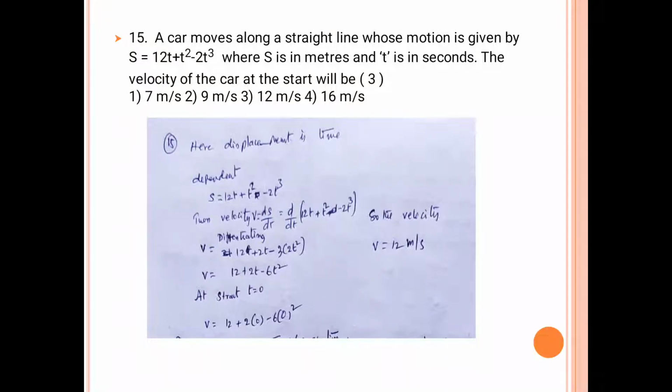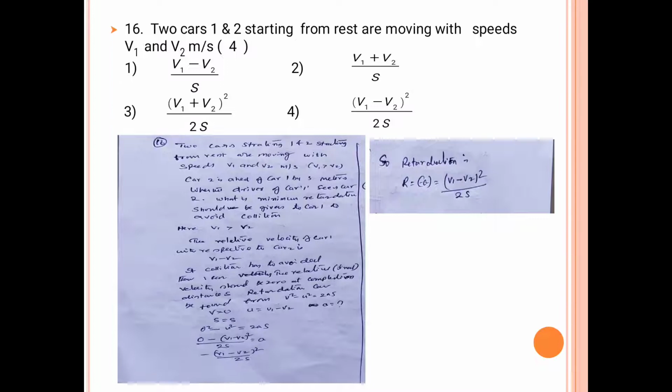So, like that. Next, coming to the 16th question, it is a very simple one. The 15th question was just differentiating, and after getting the equation, as they wanted the initial velocity, put t equal to 0, then you will automatically get v is equal to 12 meters per second.